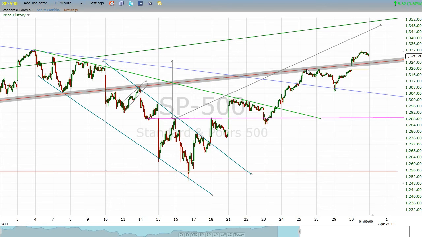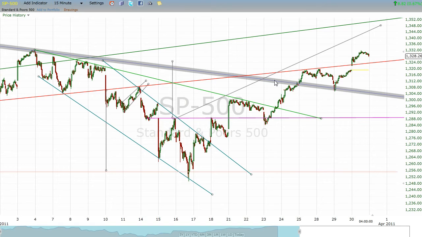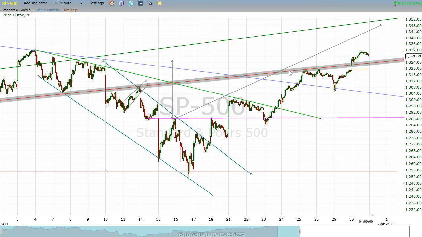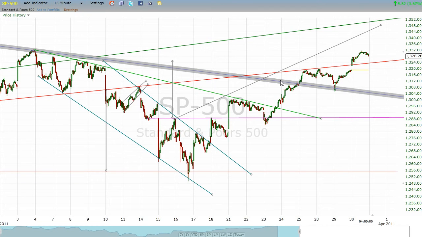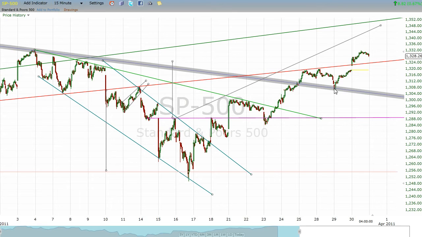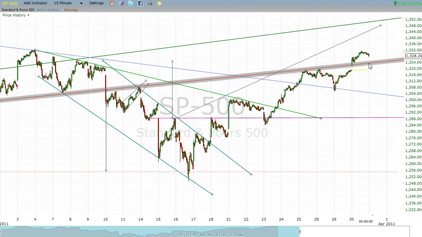Then bounced off. Well, before we bounced off this red line, remember this line is the top of that triangle. This line is the extended bottom of that triangle. So we pretty much blew through the top line that extended down, hit the extended bottom line twice, pulled back to this top line in what amounts to a back test. Then today opened over this red line.